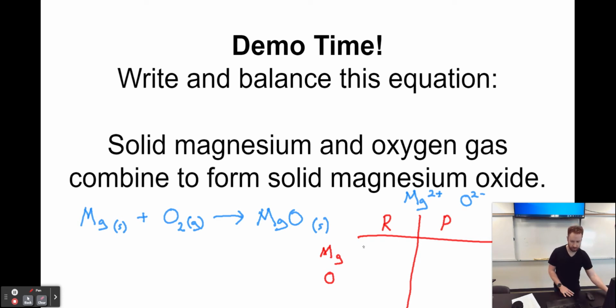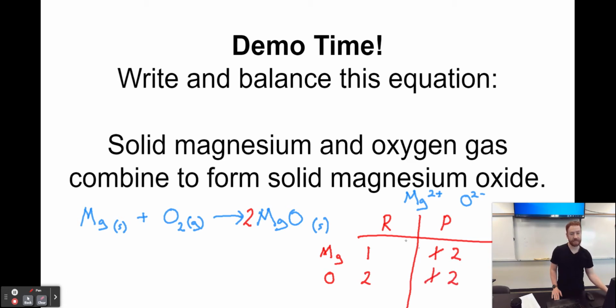So in the reactants, there's currently 1 magnesium and 2 oxygen atoms. And in the products, there's 1 magnesium and 1 oxygen. So these are not balanced. This is not actually representative of what's going to happen at a molecular level. We have to make it balanced. So first of all, I'm seeing that we need to have more oxygen on the product side. Since I want to have 2, I'm going to try putting a 2 in front of magnesium oxide, which is going to change the number of magnesium to 2 as well as the number of oxygen to 2.